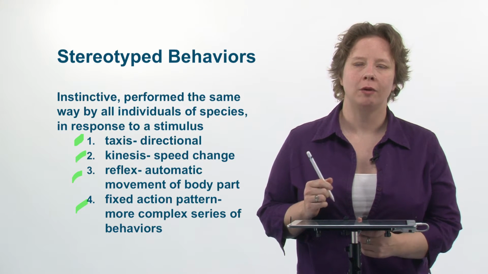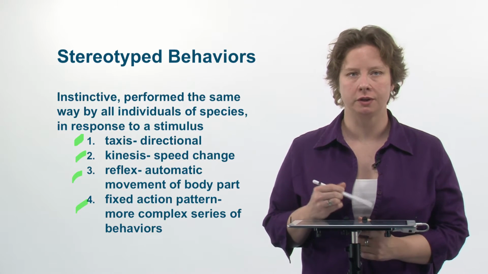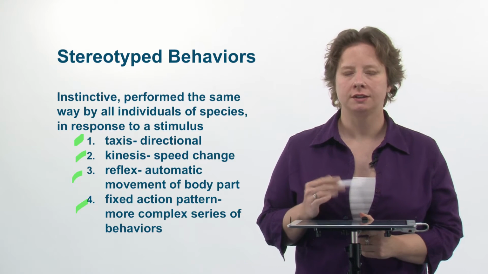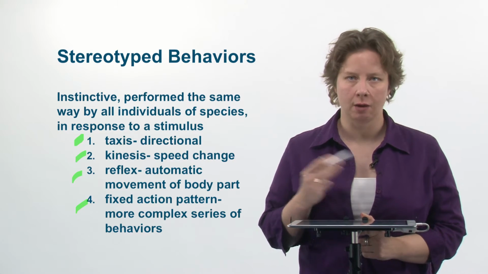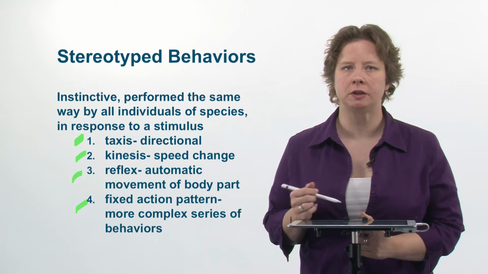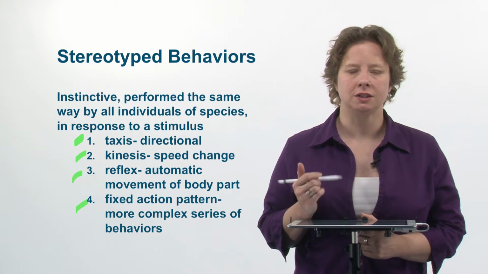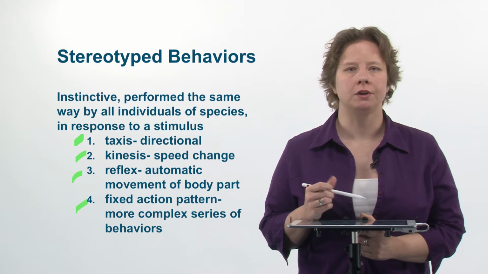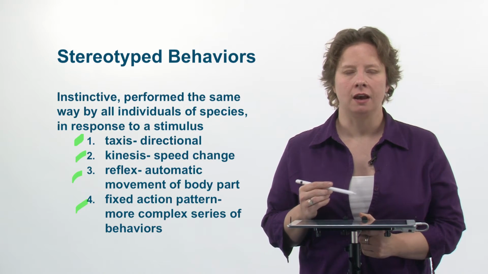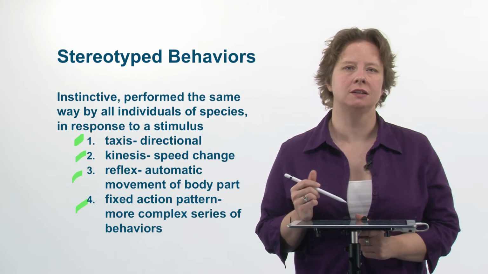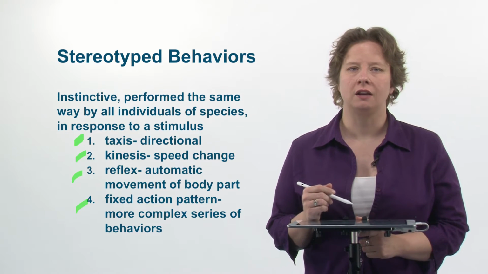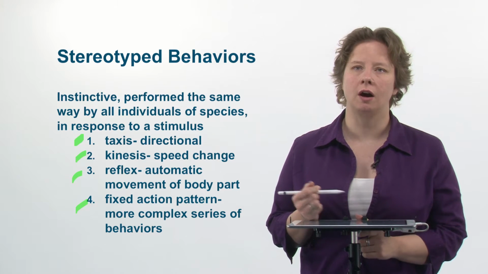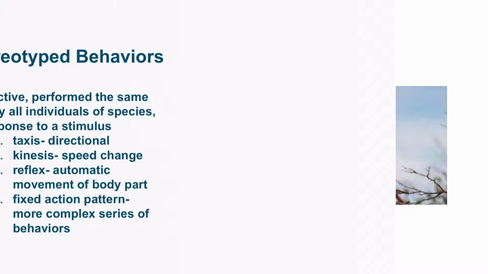In this unit, we're talking about learned behaviors and stereotyped behaviors. So, a stereotyped behavior is one that is instinctive. It's performed in the same way throughout the individuals of a species, and it's done in response to a stimulus. So several examples are directional taxis, a speed change such as kinesis, a reflex, which is an automatic movement of a body part, and a fixed action pattern, which is a more complex series of behaviors.